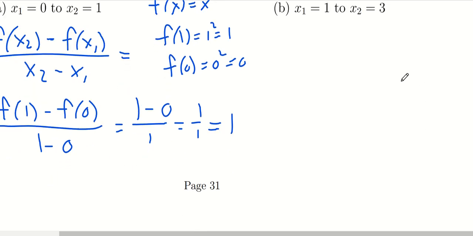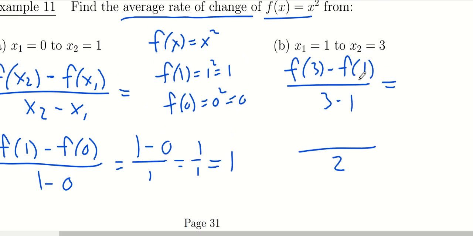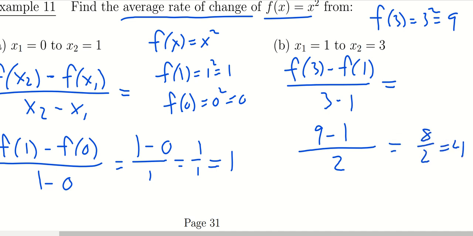Let's do the same thing. Let's find the average rate of change from 1 to 3. That's going to be f of 3 minus f of 1 divided by 3 minus 1. 3 minus 1 we know is 2. Again, to keep the workflow nice and clean, let's evaluate these off to the side. The function value f of 3 is going to be 3 squared, which is 9. F of 1 we already did a minute ago. We know that f of 1 is equal to 1. This is going to be 8 over 2, which is an average rate of change of 4.